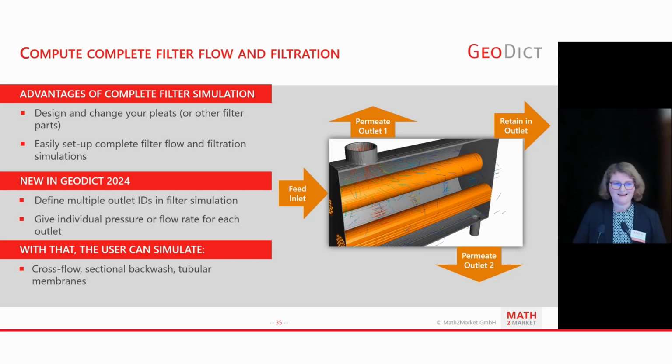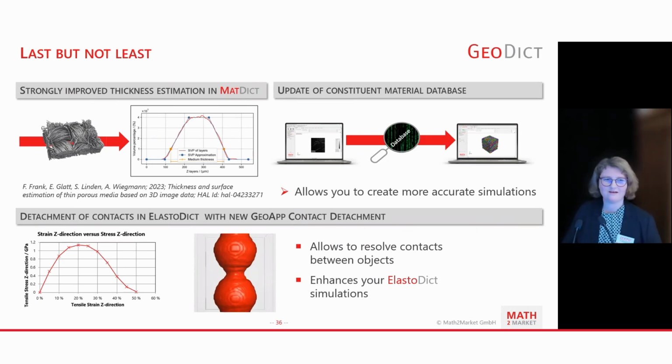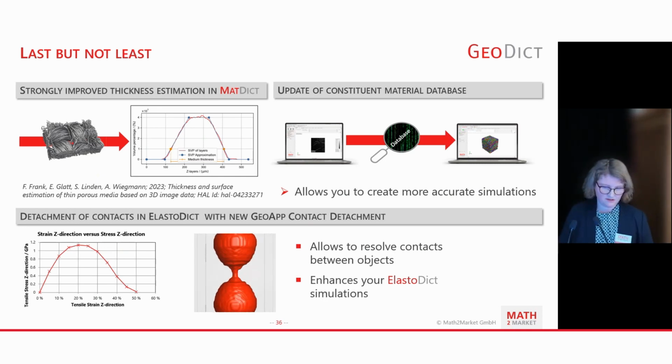So last but not least, there are a few topics that did not make it to their own slide, but are still very impressive and important. So we strongly improved the thickness estimation in MATIC. So if you have a planar material, such as a nonwoven, a weave, a paper, and so on, you can now choose this improved feature, and you get an even better thickness estimation for your material.